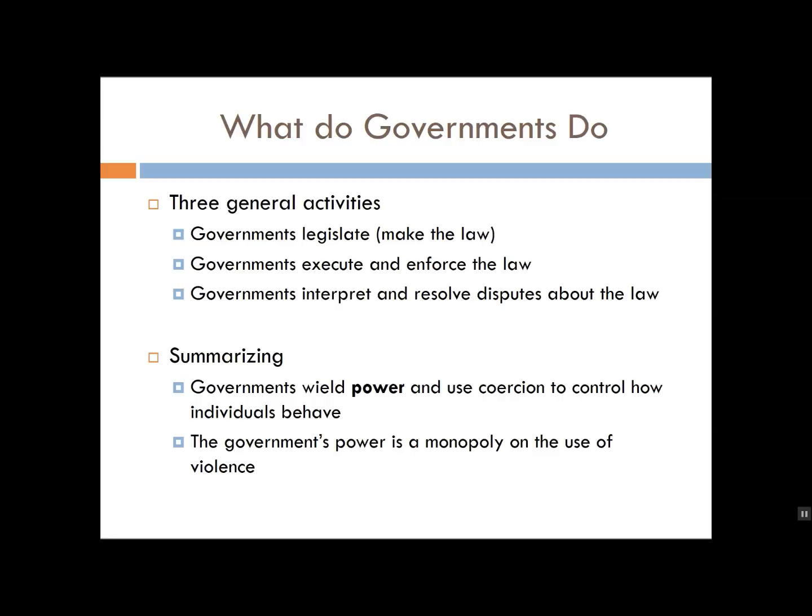You cannot, for example, just take somebody to jail if they don't want to go. If they don't want to go, you're probably going to have to forcibly drag them off using physical violence or, at the very least, the threat of violence. Thirdly, and finally, governments interpret and resolve disputes about the law and how it applies to particular cases. Once you've written in a law you want somebody to obey, you have to be ready to help that person, group, or individual figure out what the law says and how it applies to their particular case.